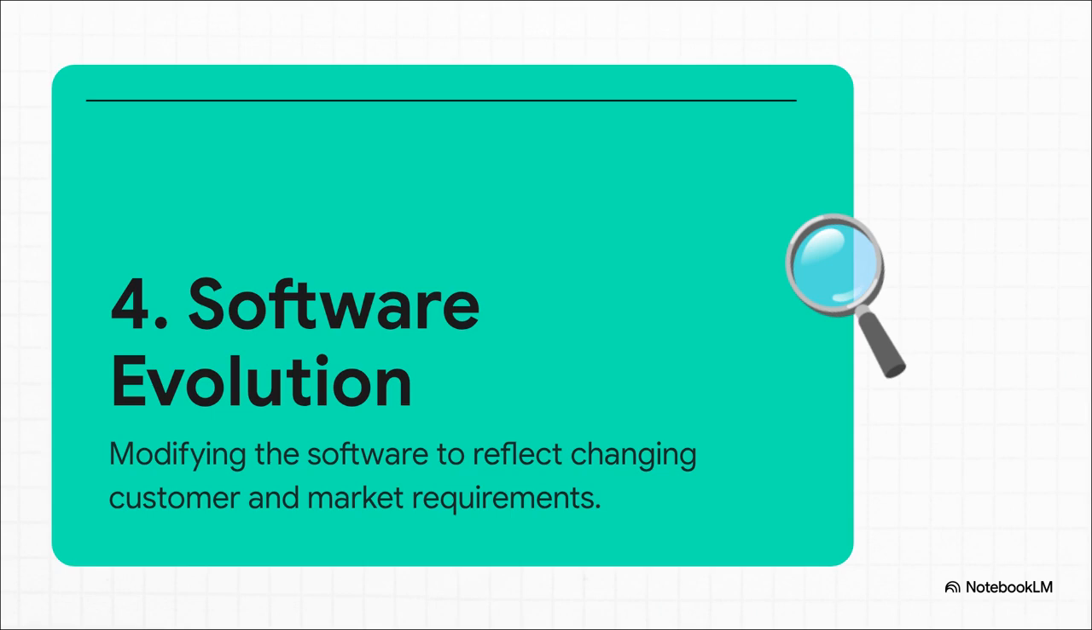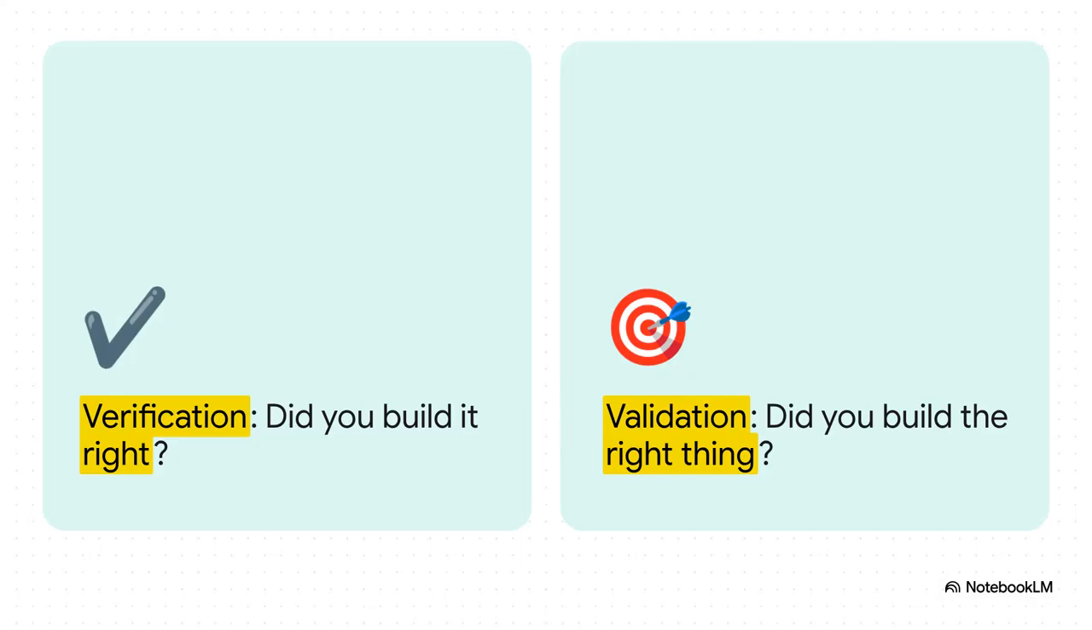Now, let's pause on that validation step for a second, because there's a really subtle but crucial distinction in there. You'll hear two words, verification and validation. Verification asks, did you build it right? In other words, does the software match the specification document? But validation asks a much deeper question. Did you build the right thing? Does it actually solve the customer's problem? You can have a perfectly verified piece of software that is completely useless to your users.